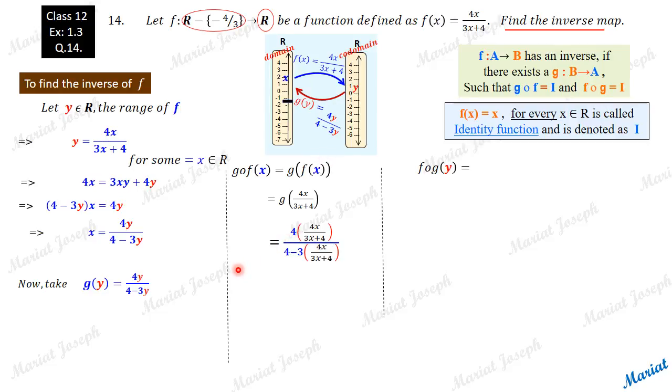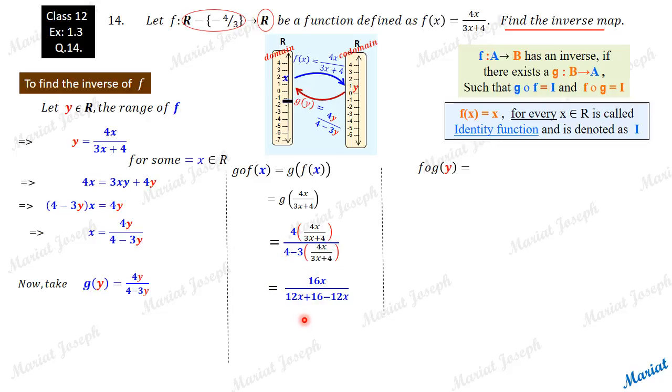So this element is going to be used in the g rule. The step goes this way. 4 times the element upon 4 minus 3 into the element. 4 times y upon 4 minus 3 into y. In place of y, I use this big expression so that I get g of this expression. Now let's see how to calculate it. The numerator is 16x upon 3x plus 4.